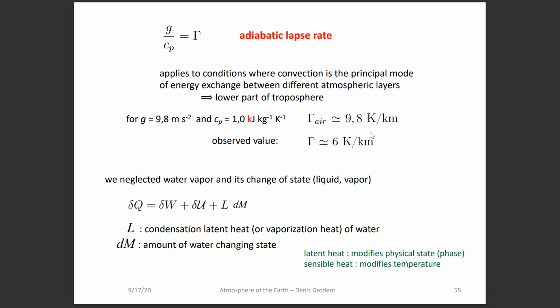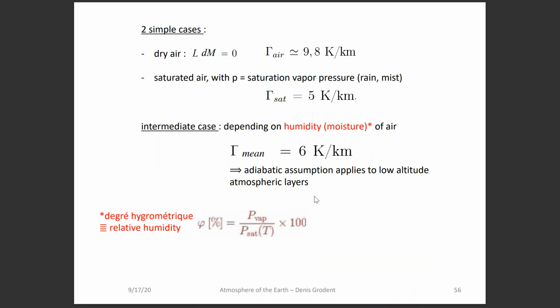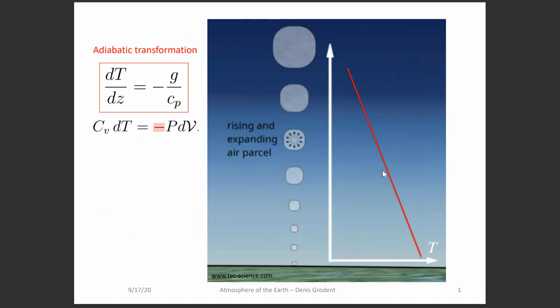So instead of cooling down the air parcel, this energy is used to change the state of the moisture that composes the air. So we can approximate this gamma value by 6 Kelvin per kilometer. As explained, as the air rises, it expands and the temperature drops. So we have this inverse relationship between the temperature and the volume: expanding air, lower density, lower temperature.